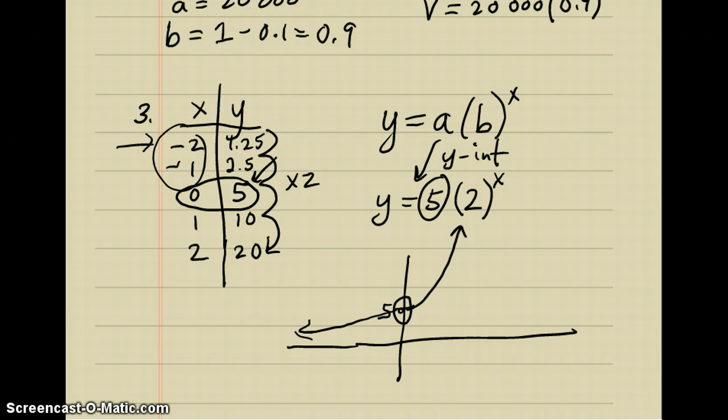Then you're going to have to take a look at the different points here and see what's happening with the y values. Are they doubling? Are they multiplied by some other number? Are they decreasing? So are you going this way?